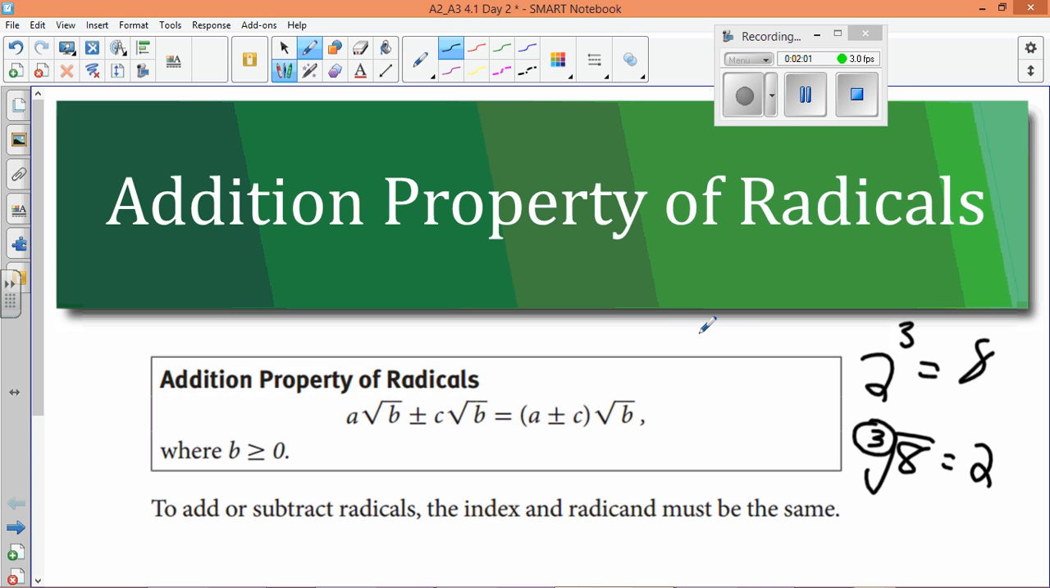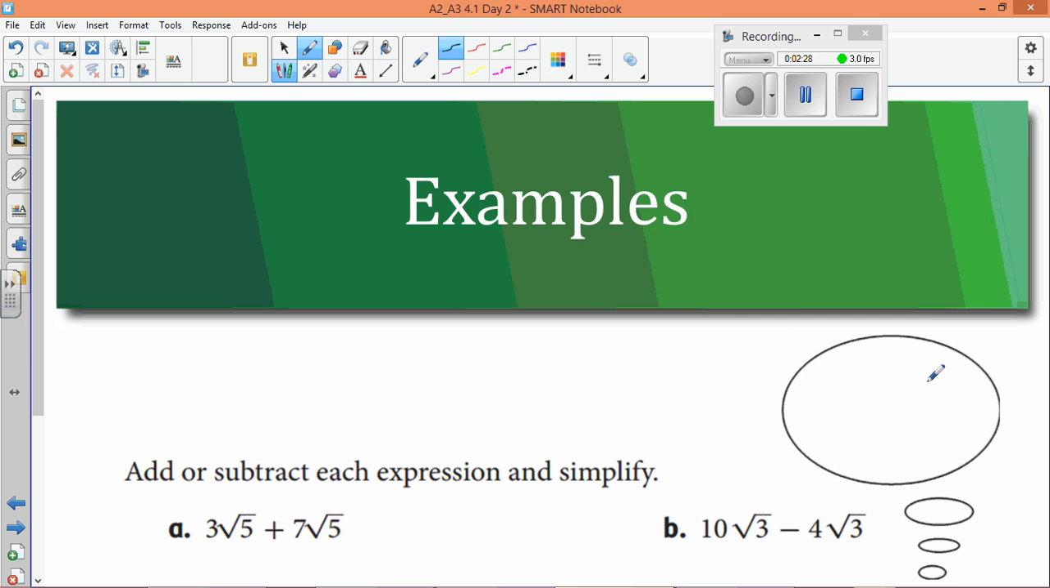And note for squaring, like for instance the square root of 4, we don't write the 2 here, but it's implied that the index of a square root is 2. So that's what they mean when they say index. We're going to be working with only square roots, so the index is automatically going to be equal. That's more of a side note. But essentially, the index and the radicand must be the same. So what does that mean? You can think about this essentially as being like terms.